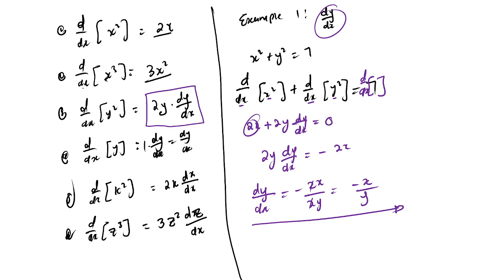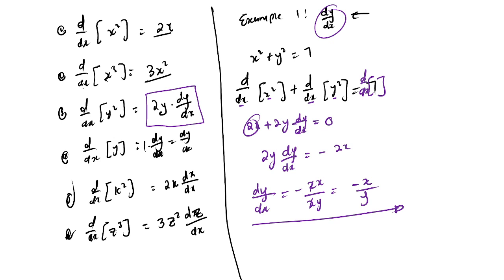So we are required to determine dy over dx. Now this example 2, what are you given? You are given x squared sine of y plus y squared cos of x, which is equal to x plus y.